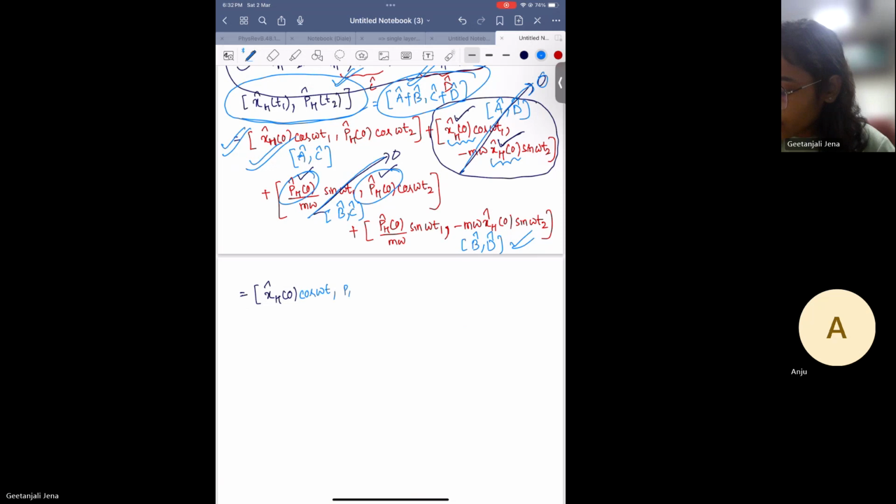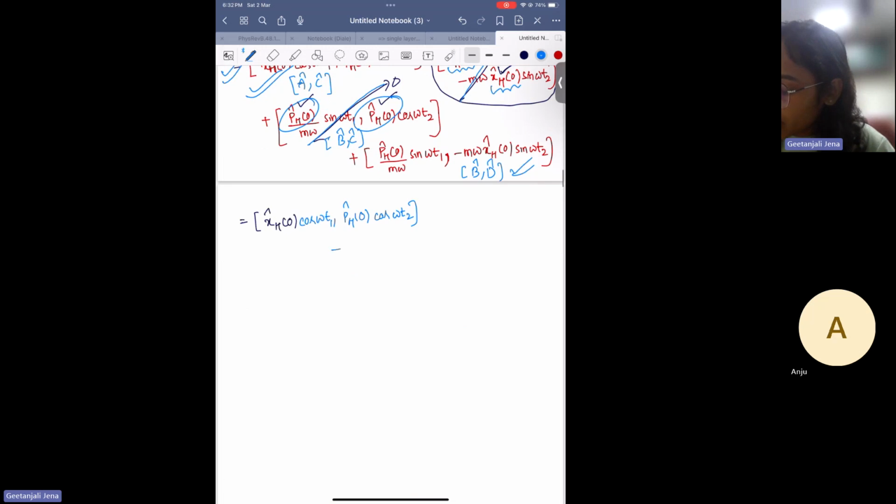This is the first term, [x(0), p(0)] cos omega t1 cos omega t2, and BD is [p(0)/(m omega) sin omega t1, -m omega x(0) sin omega t2].